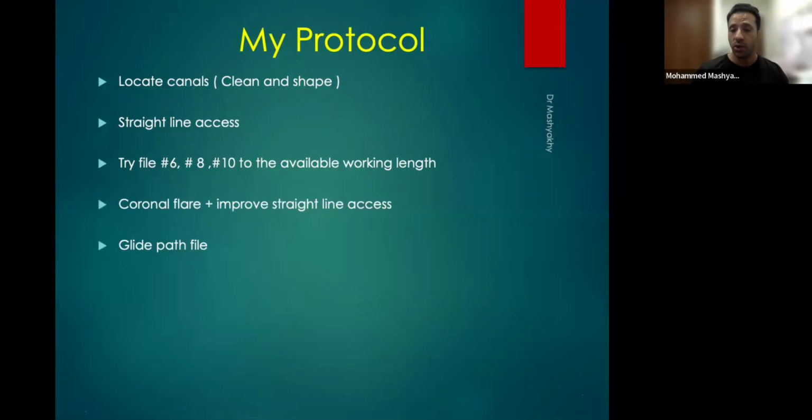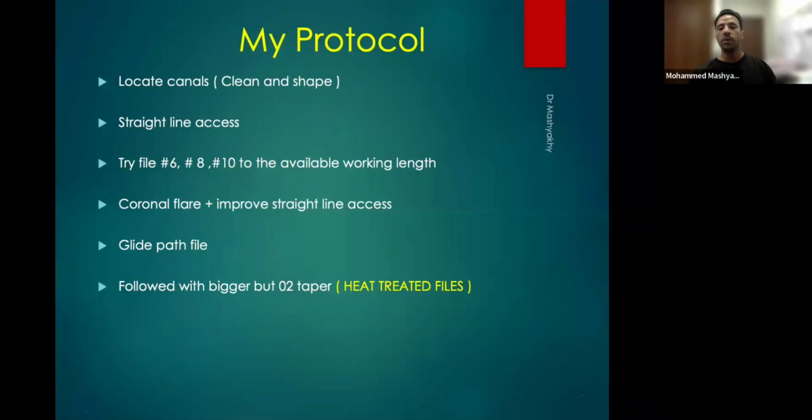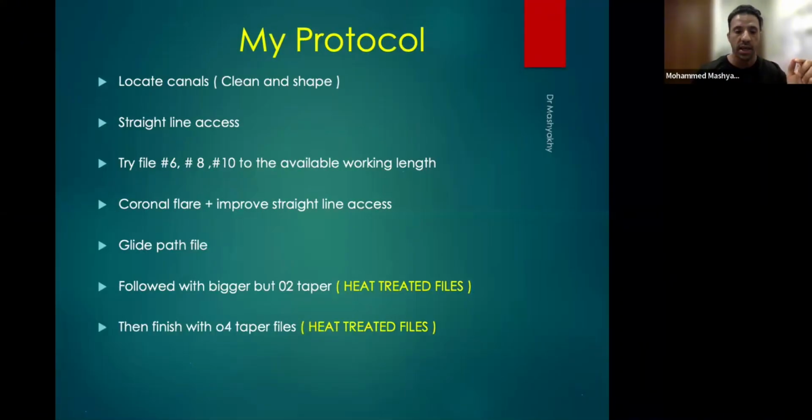Glide path file is very important. If you have hand files, use the smaller one. If you have the rotary, that's the best. It will save your time. Follow with bigger but auto taper, heat treated files, the same that I showed you, the small taper, the small file that is very flexible. It will help to go all around. It's not going to break easily. Then finish the case with a .04 taper. That's what I mean by smaller taper. Don't go for a bigger taper because the canal is already small. So using heat treated files is very, very beneficial.